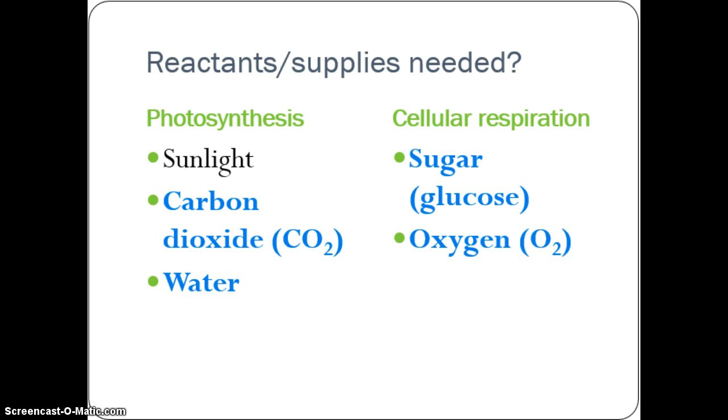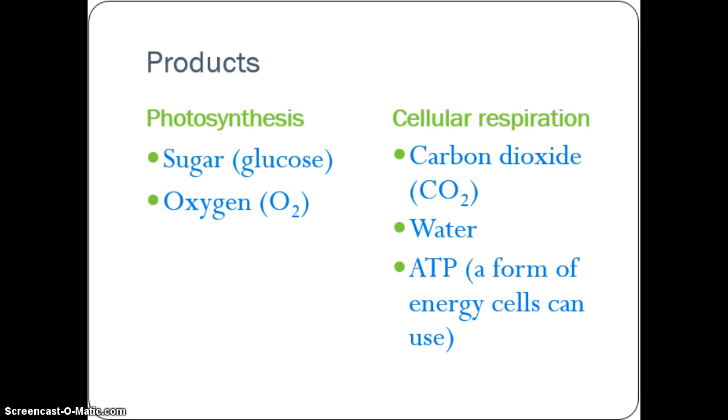Which brings us to, what do you do when you have these reactants and supplies? What do you make? For photosynthesis, you end up making sugar, which is glucose, and oxygen. And then for cellular respiration, you end up making carbon dioxide, water, and ATP. We're going to go over the definition of ATP in a little bit, so just watch out for that. ATP is just a form of energy that our body can use.